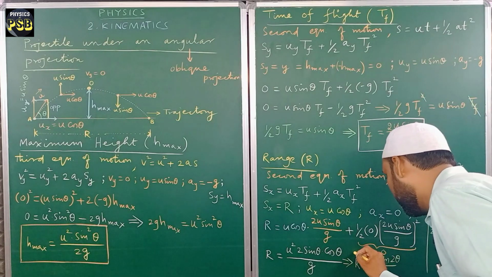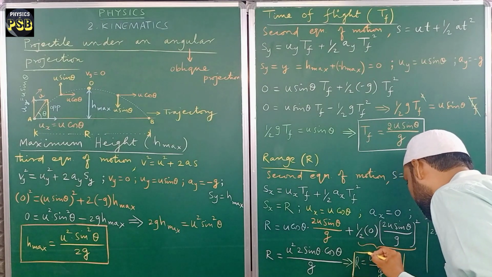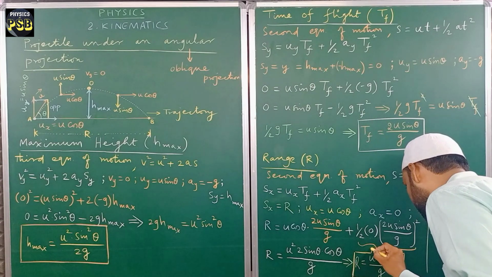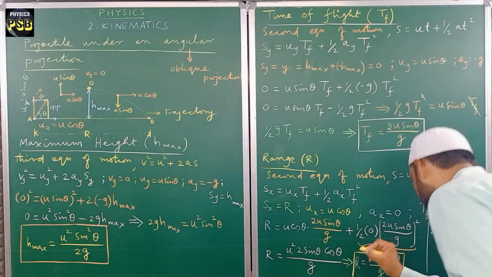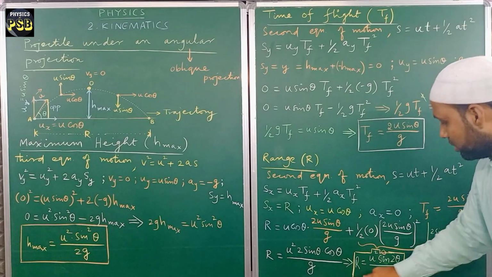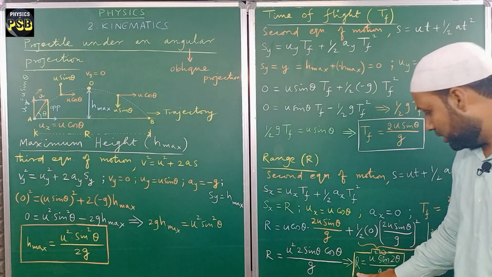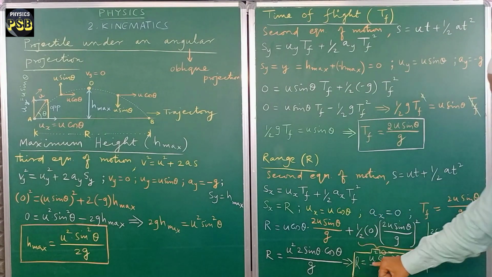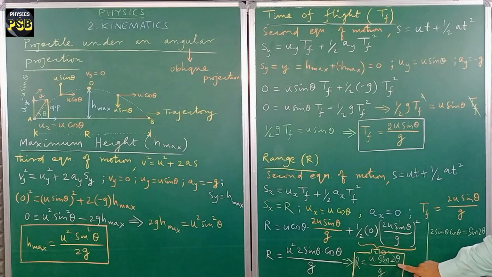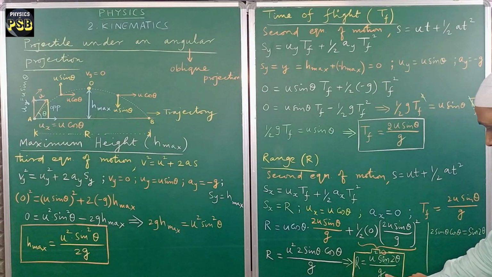Okay. Now I'll box it. Fine. This is the final expression I obtain, which provides us the range. Now, if you look at this equation carefully, you will find that the range depends on the initial velocity with which the object is thrown, and also it depends on the sine of the angle theta. Here angle is represented by theta, and it inversely depends on the acceleration due to gravity.